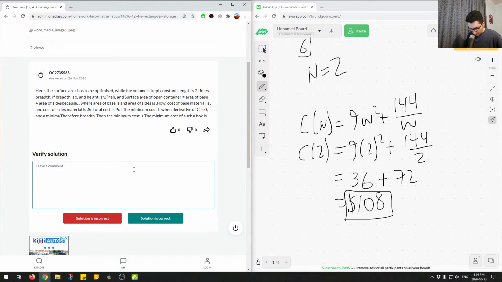So the solution provided by the junior tutor is incomplete because there are missing values, so I'll mark this as an incomplete solution. Answer is the minimum cost that can be obtained is $108, and we'll mark this as incorrect.